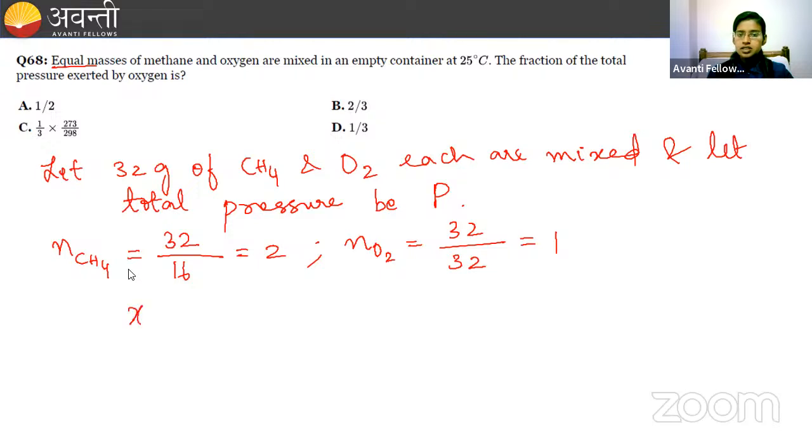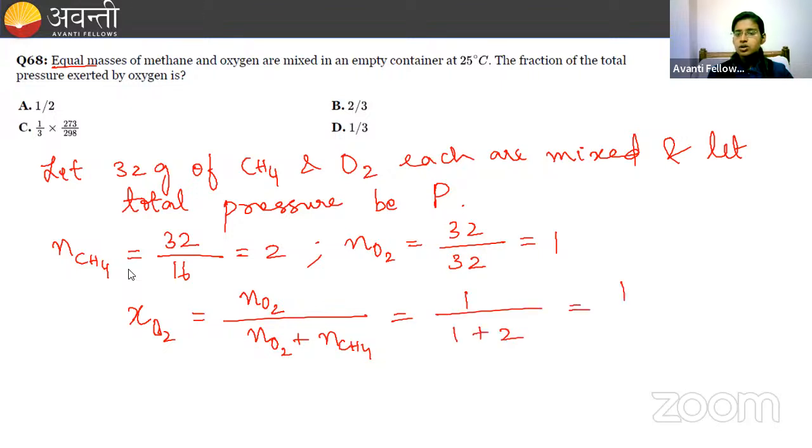Now to find out the mole fraction of oxygen, how to find out the mole fraction? It is the number of moles of that particular component divided by the total number of moles. Number of moles of oxygen divided by total number of moles, which is oxygen number of moles and also the methane number of moles. So just substitute the values: 1 by 1 plus 2, which is equal to 1 by 3. So this is the mole fraction of oxygen.